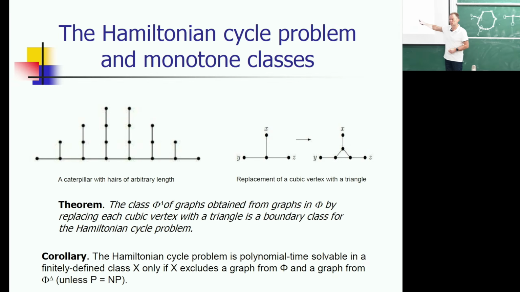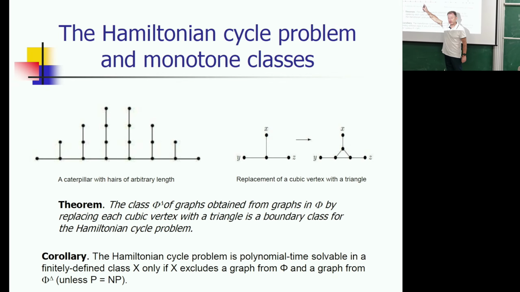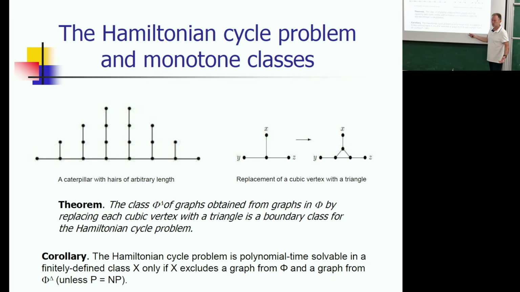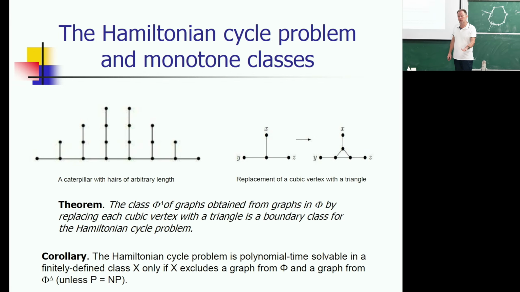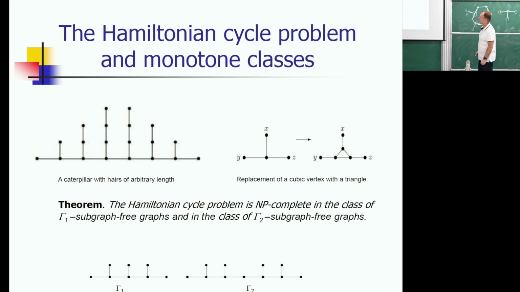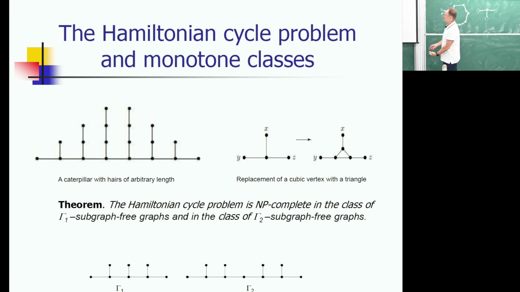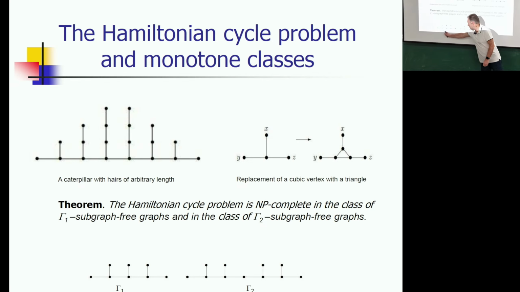It's not a monotone class. Phi is monotone, but phi triangle is not monotone. But it doesn't matter. The theory of boundary classes was developed for hereditary classes, and if we want a polynomial time solution in a finitely defined class, we must destroy each boundary class by forbidding at least one graph from each boundary class. Which implies, in particular, that if we forbid this guy as a subgraph, or this guy as a subgraph, the problem remains NP-complete.